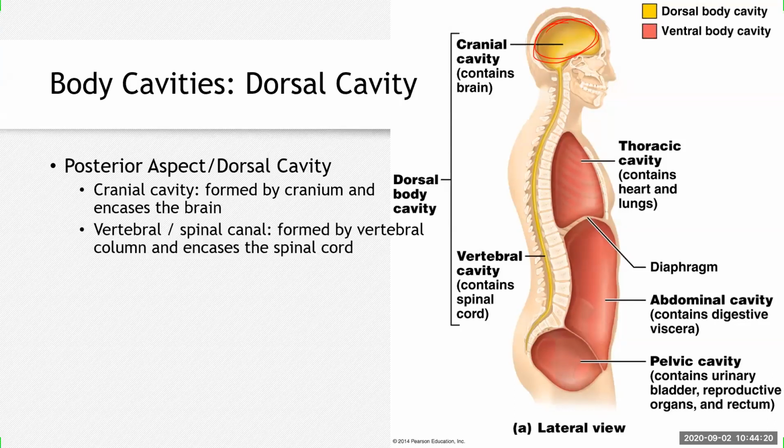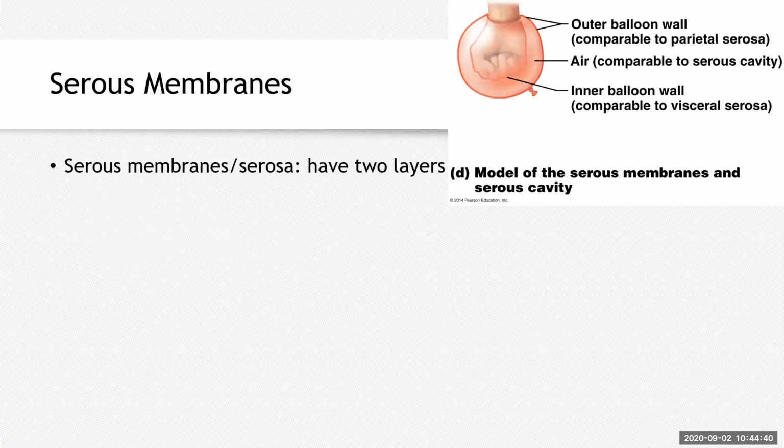The vertebral cavity here, or spinal canal, is going to be housing the spinal cord. Okay, both of these are dorsal body cavities. Now let's take a look on the anterior side. Oh, I guess not yet. We'll take a look at the serous membrane first, okay?